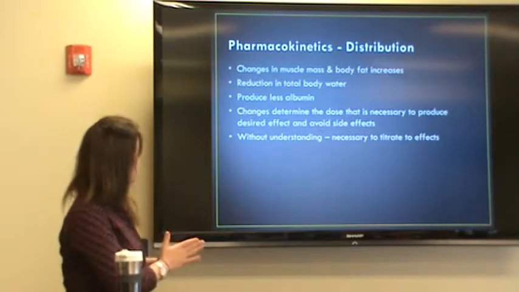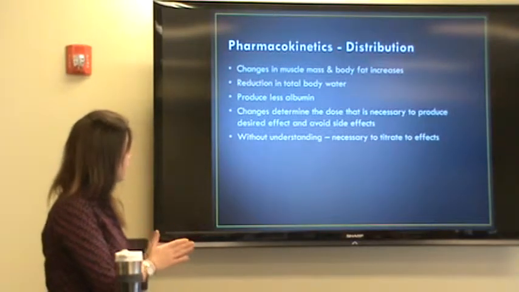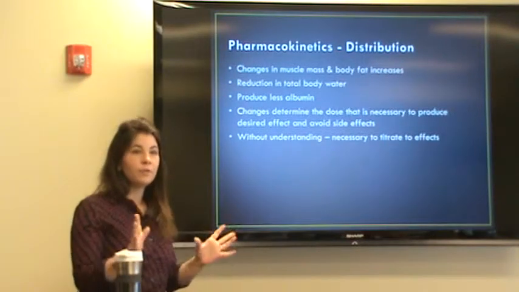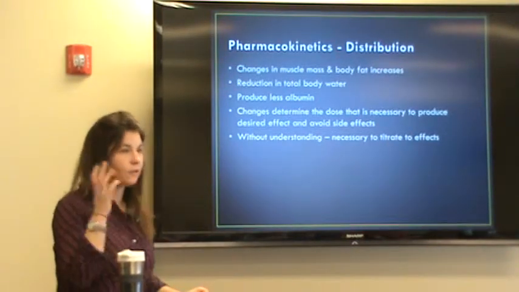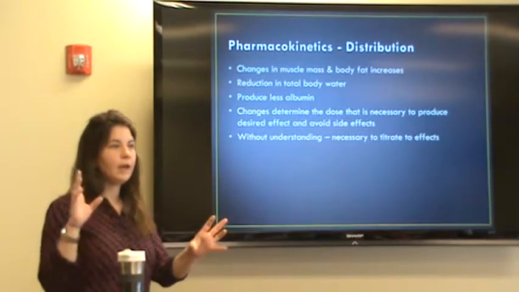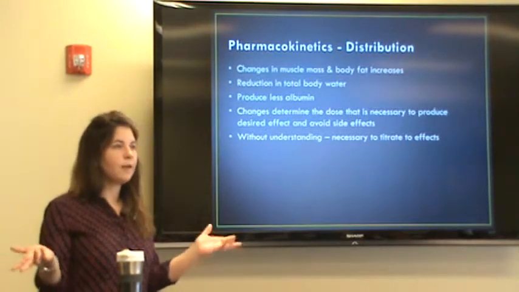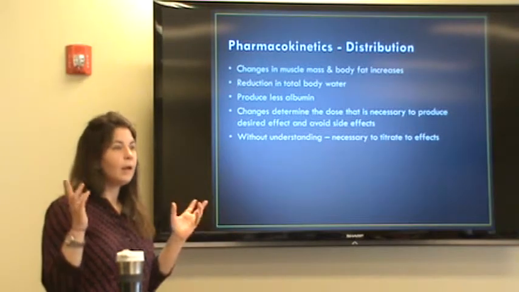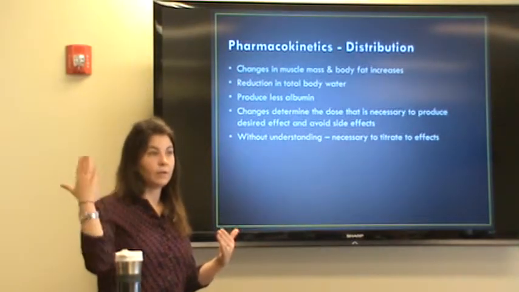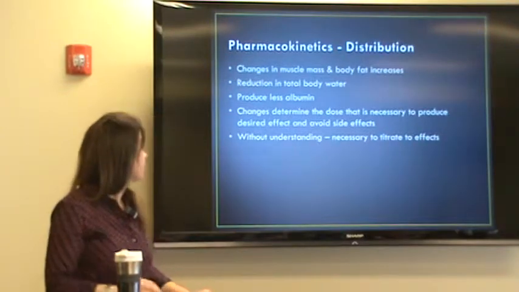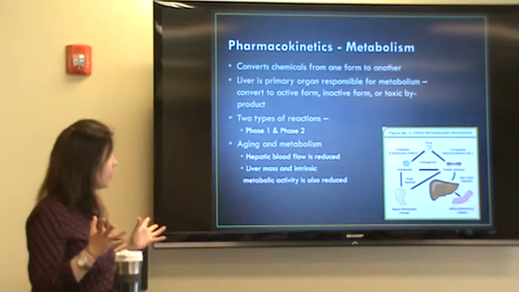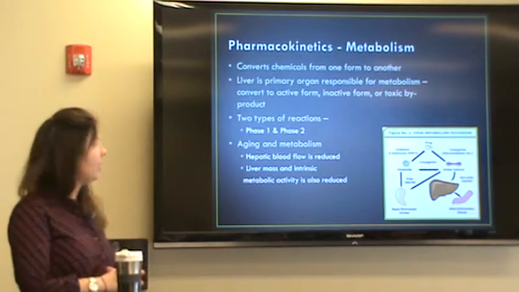So distribution is important because it changes the dose that's necessary to produce the desired effect and avoid side effects. And distribution is kind of hard to predict. Like I just told you, Valium, you might need more of a drug. Phenytoin, you might need less. A lot of drugs, you can't monitor levels, right? So really, the only thing you can do is you start with a low dose and you go slow and you increase your dose gradually until you get the effect. So that's distribution.